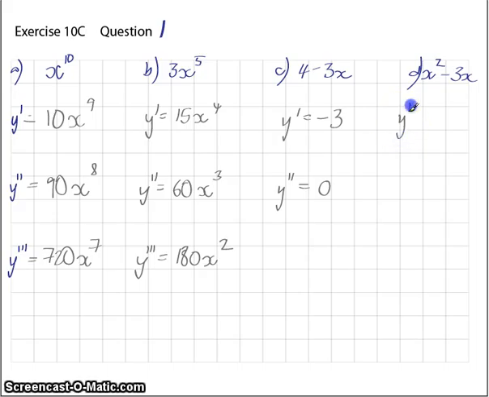My first derivative here is power rule, so I'm going to go 2x minus 3. From the quadratic to the linear. The next one is then going to be a constant, and the third one down to 0.